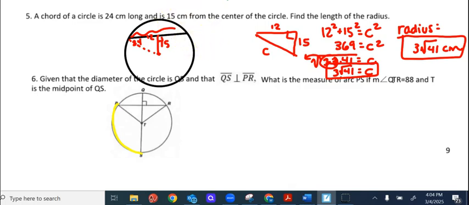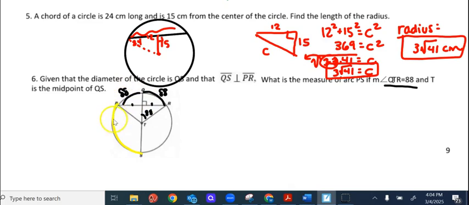Oh, wow, there's a lot going on here. Okay, so let's go little by little. We know that QTR is 88. We know that's a central angle, so therefore that arc will have the same amount. We already said because this was perpendicular, a diameter that is perpendicular to a chord bisects it. So that means these two lengths are equal, and so are the corresponding arcs of those chords. So this is also 88.